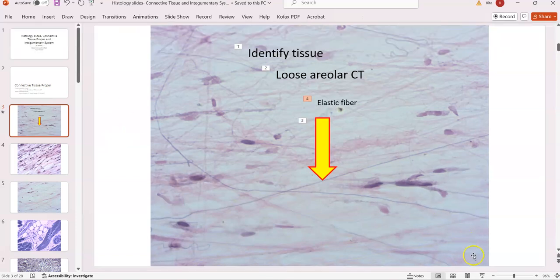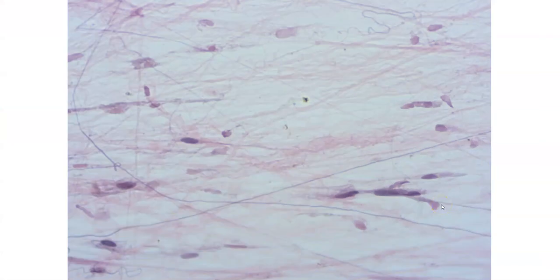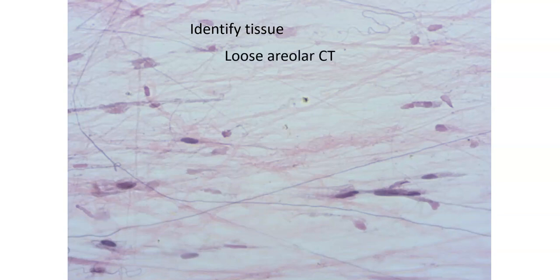So that when I do the PowerPoint screen, when this first opens, you'll see that an identify tissue text box appears. Give yourself some time. Loose areolar connective tissue is the classification of this tissue. And then next, I want to look at this arrow pointing to a structure. So I'm going to give myself some time to identify the structure, and then elastic fiber appears.